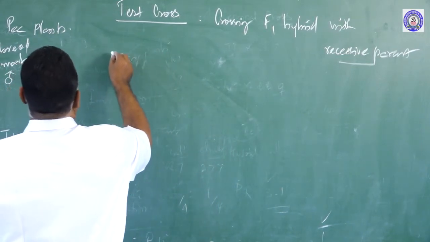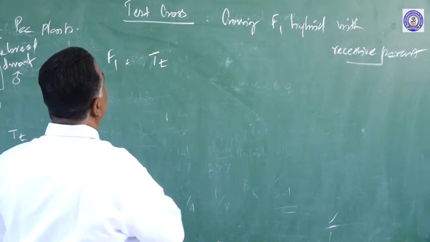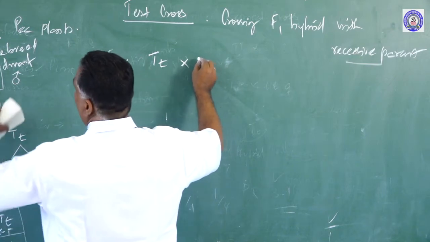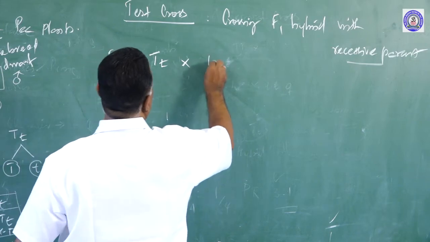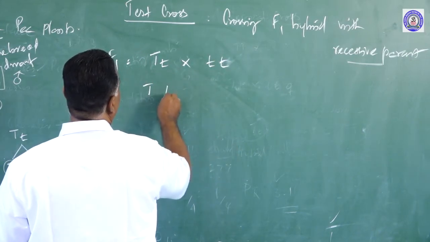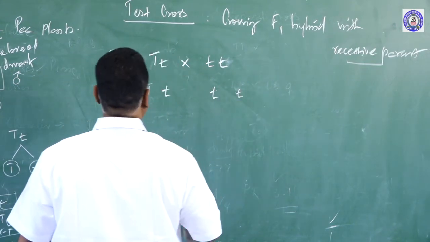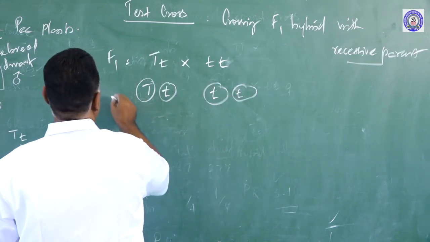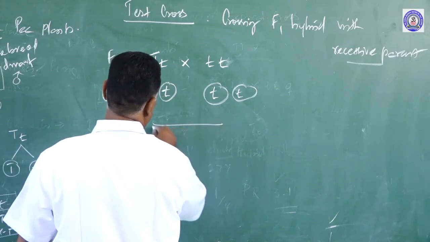Say an F1 individual usually in a monohybrid cross will be like this, and if it is crossed with a recessive parent, this is dominant parent, this is recessive parent, small t, small t. This will produce two types of gamete, capital T, small t. This will produce only one type of gamete, small t, only one type. If we cross this, we will get Punnett checkerboard. This is gamete, F2 generation.